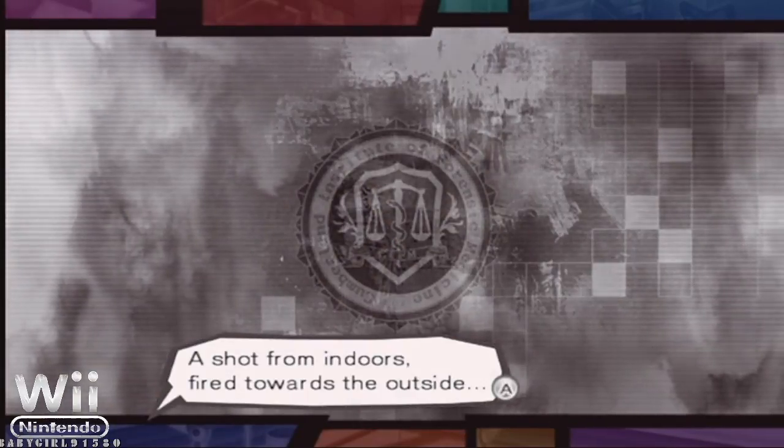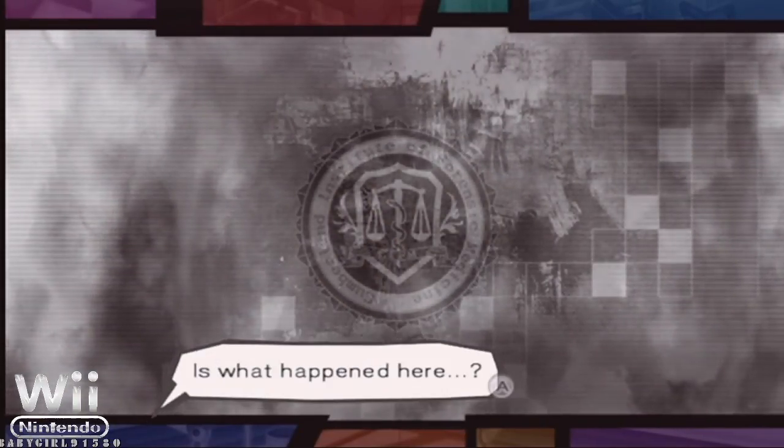A shot from indoors fired towards the outside. Is what happened here.